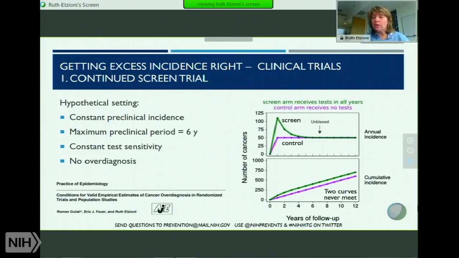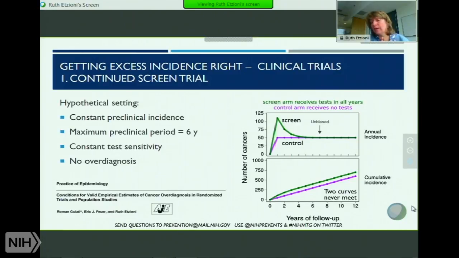And here is a continued screen trial with these specifications. And on the right panel, I'm showing you the pattern of annual incidence that you would get in such a trial. The top panel is annual incidence, and the lower panel is cumulative incidence, which is often presented in the reports of the results of such studies. So with annual incidence, the incidence in the screen group is in green, the incidence in the control group is in purple.